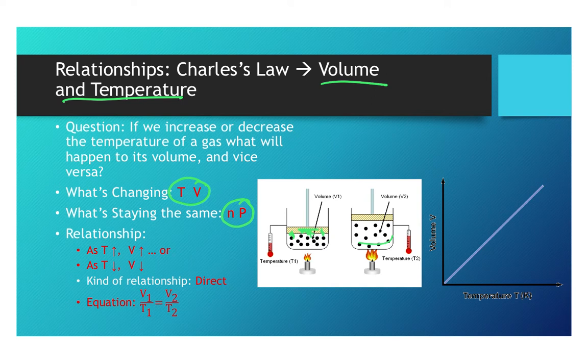So the relationship here then is as temperature goes up, volume goes up. As temperature goes down, volume goes down. If we graph it, we once again get that nice straight linear relationship, which is a direct relationship. And we can use the equation V1 over T1 equals V2 over T2.